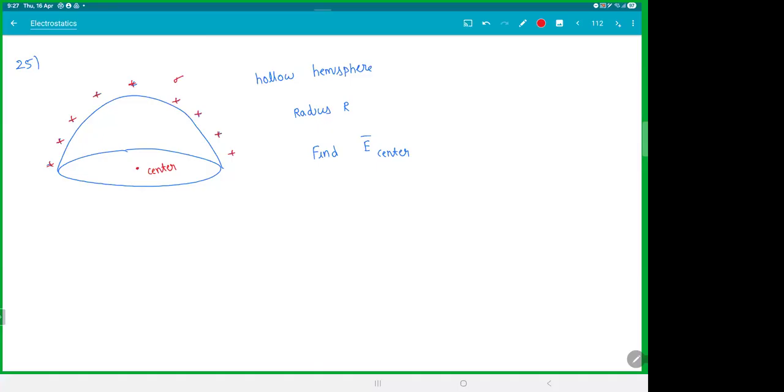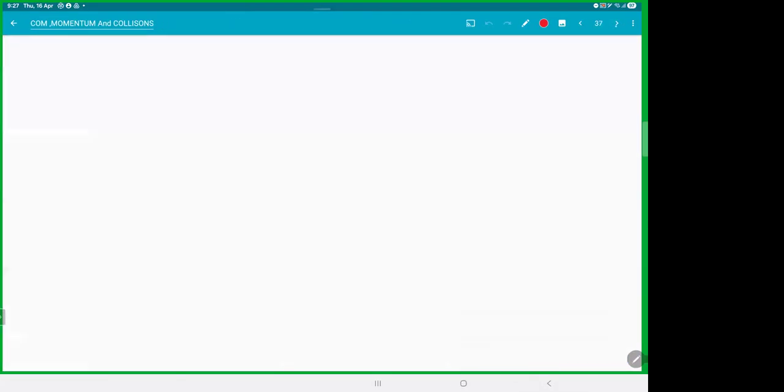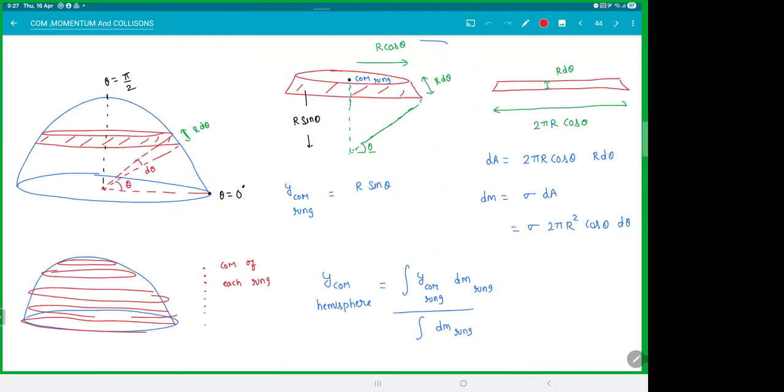And this is, I think, the third time you're seeing it. This is the fourth time you're seeing a hemisphere so far. First time we saw it in center of mass, then in moment of inertia, then in fluid mechanics. And every time I keep telling you only how to integrate a hemisphere. The moment you see a hemisphere, you should know that the integration element will look like this. That should click immediately. I hope you remember this thing. At an angle theta, take an R d theta.